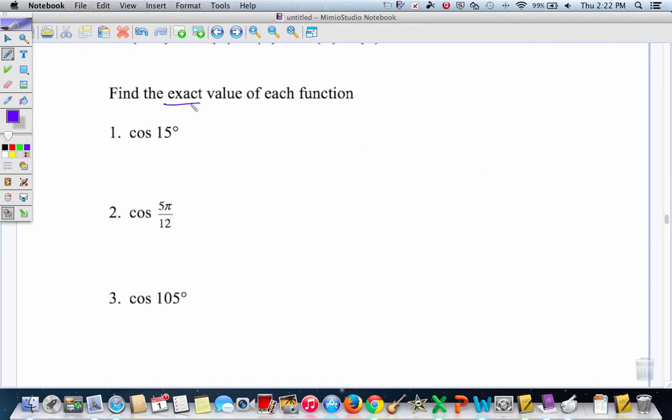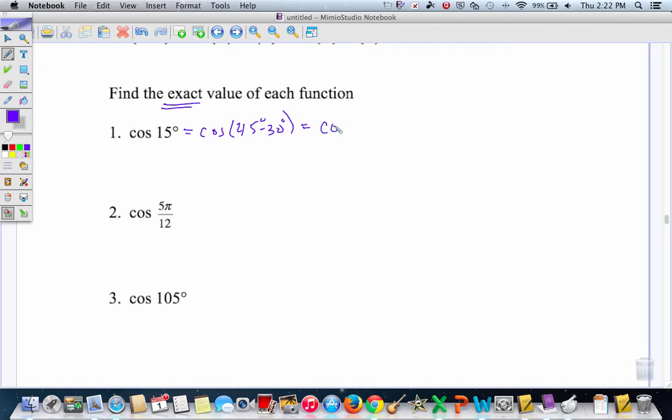Keep in mind exact form typically means either a decimal that terminates, or more than likely a radical form. Just writing a whole bunch of decimals off your calculator is not an exact form. So here, to get 15 degrees, we'd go to our unit circle and say that 45 minus 30 equals 15 degrees. 45 and 30 are both on our unit circle.